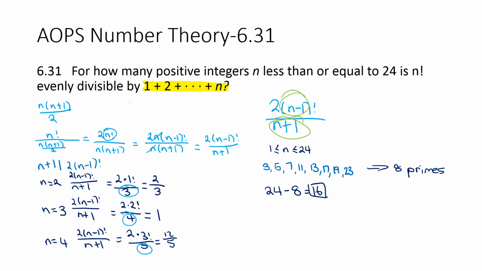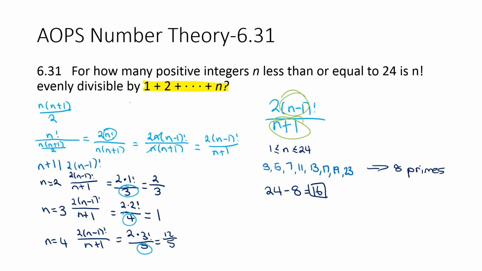And in case you're wondering why it's from 1 less than or equal to n, it's because n can't be equal to 0, because it's a positive integer, so it's from 1 to 24.